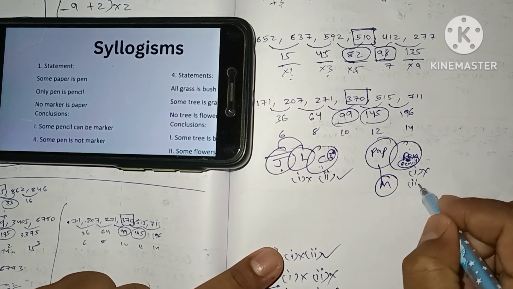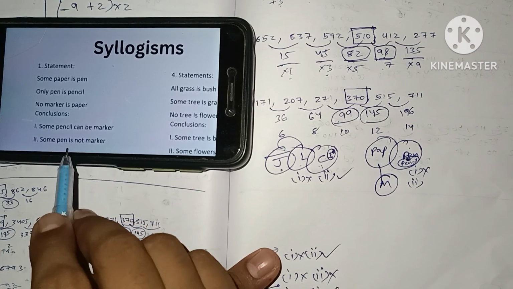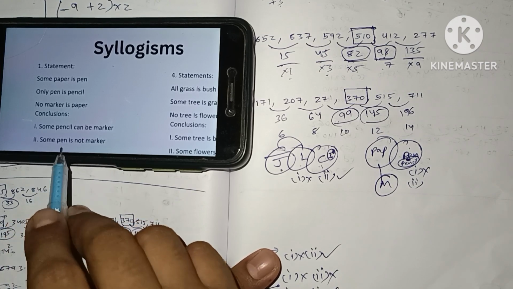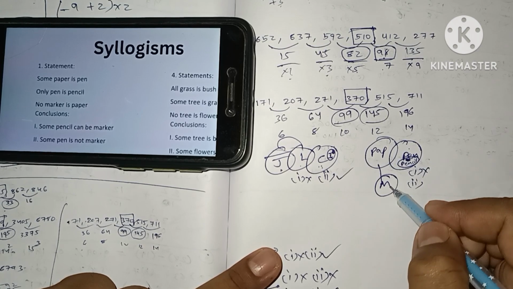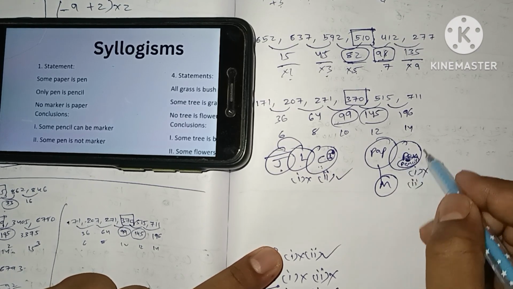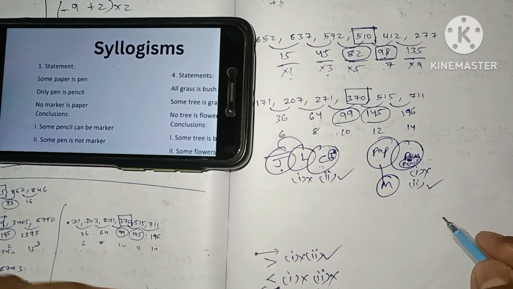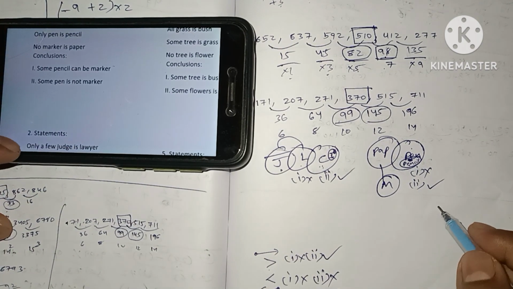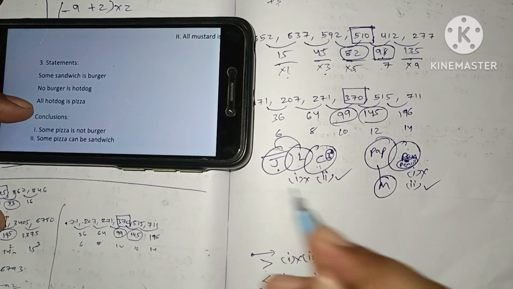Second conclusion, some pen is not marker. Here we see not. So we check all pen can be marker or not. All pen can place inside marker. Is it possible? No, because of pencil. So all case fails means some not case will be true. Okay, let's see. First question over. Second question is done. So now our third one.